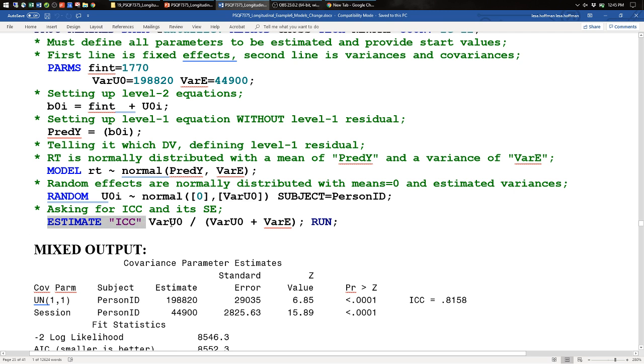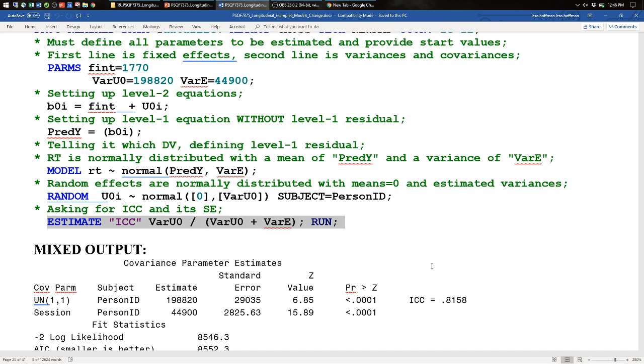And estimate statements in NLMIXED can be used not only for fixed effects but also variance components. Now this is super cool, because it allows you to make linear combinations of variances in the same way that you would make linear combinations of fixed effects. For example, I'm asking it to estimate the intraclass correlation as another new parameter that's a linear combination of my random intercept variance divided by my total.